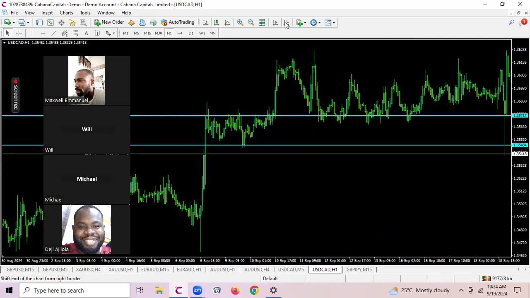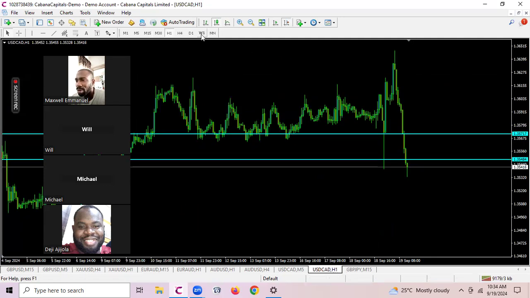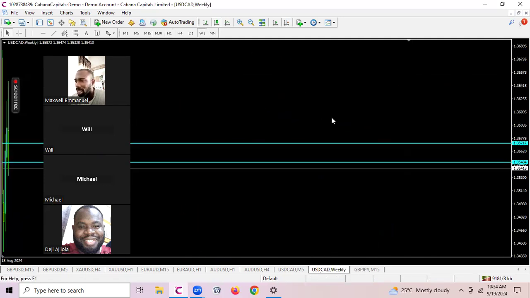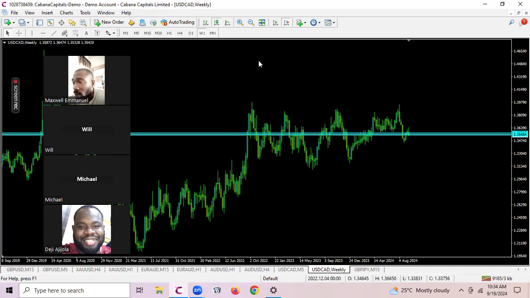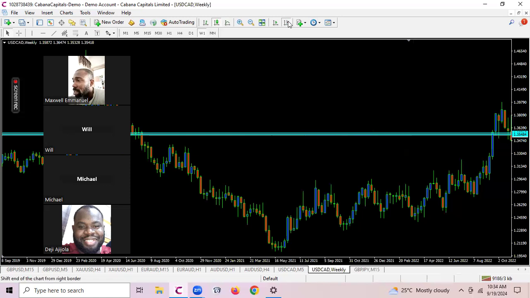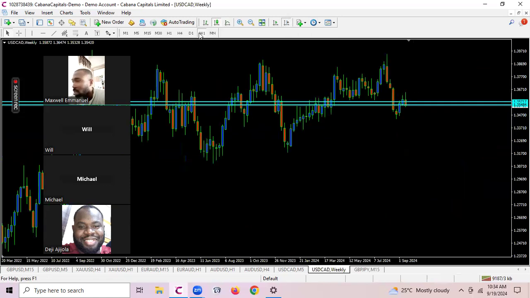USD card has been in a range for some time, and yesterday after FOMC meeting, price did some wonders. FOMC is a news one needs to avoid. They always use FOMC to hunt for stop losses. One needs to avoid trading FOMC.